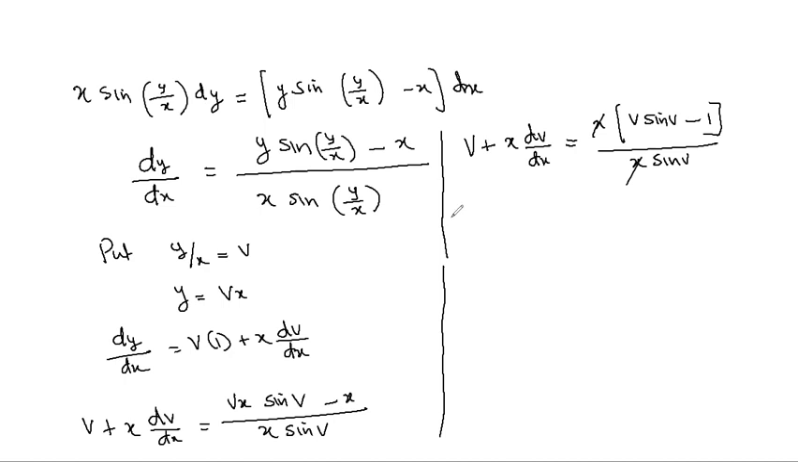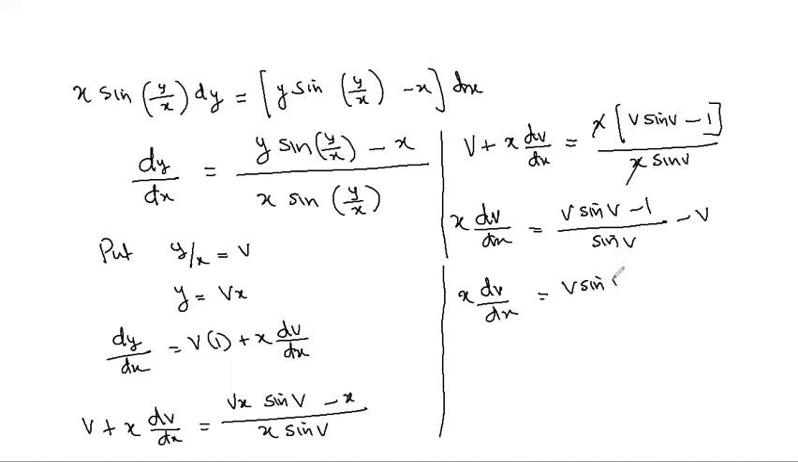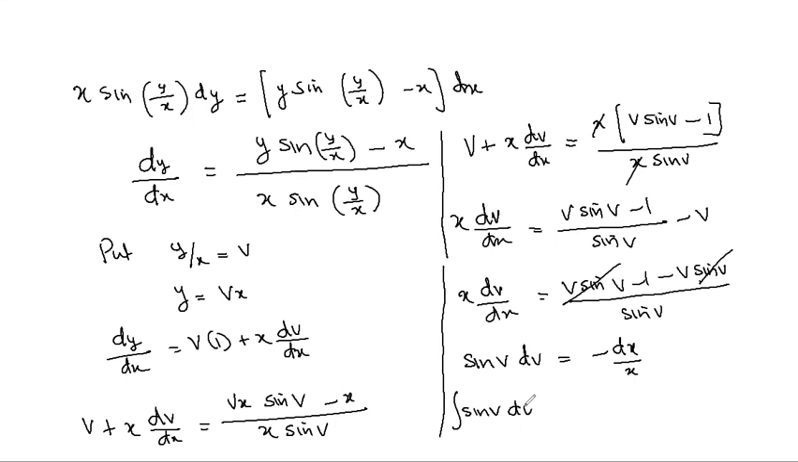Now we will transfer to the other side and take LCM. X dv by dx is v sine v minus 1 upon sine v minus v. X dv by dx is v sine v minus 1 minus v sine v upon sine v. They both will get cancelled. So you have minus 1 upon sine v and dv here. So sine v dv is minus dx upon x. Everything is integrable. Such a big equation is reduced to such a small equation. So integrate. Sine v dv is minus integral dx upon x. Minus cos v is minus log x plus c. That becomes your general solution.